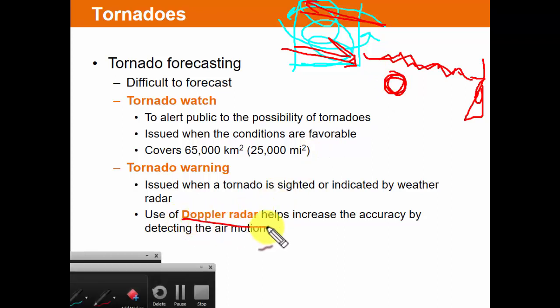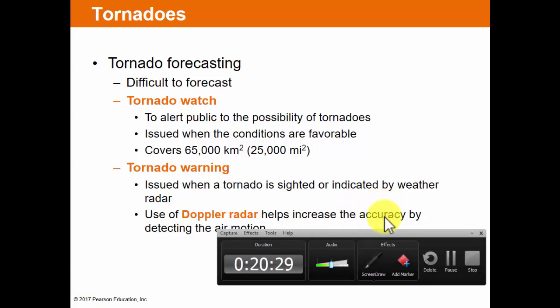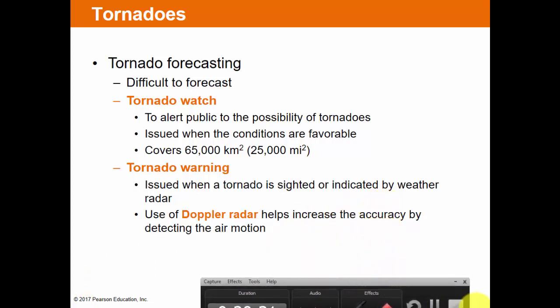And so Doppler indicated tornadoes are essentially those tornadoes that are indicated by the Doppler radar. They're not actually seeing the tornado. The tornado is too small of a vortex and too low to the ground. They're seeing the mesocyclone. So most tornado warnings are really Doppler indicated, indicated by Doppler radar seeing the mesocyclone.